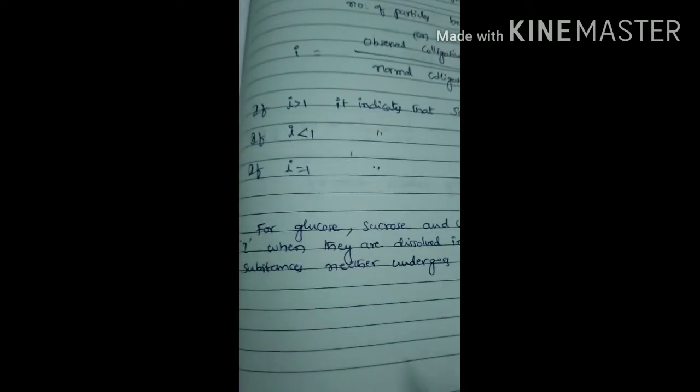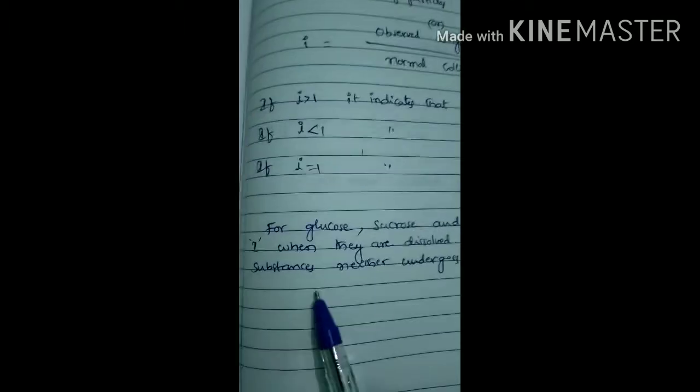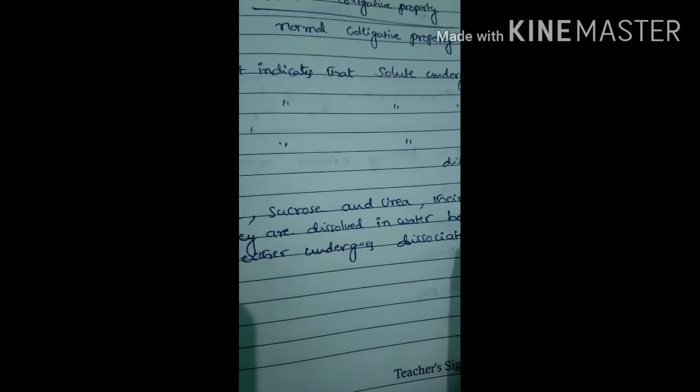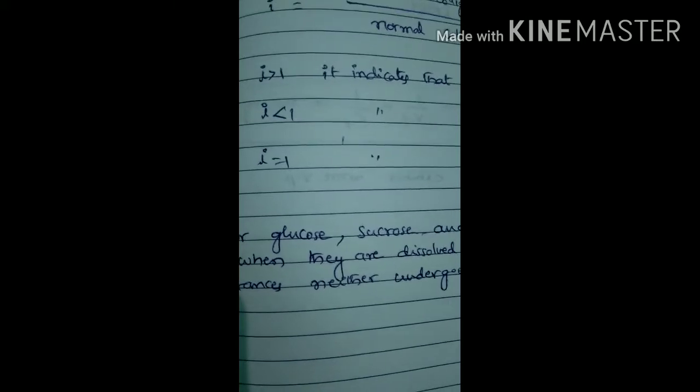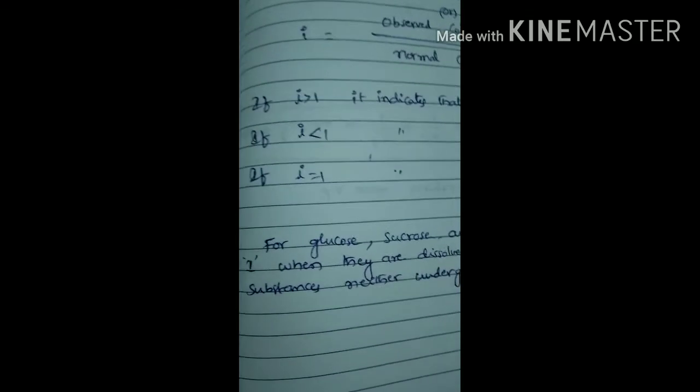Next, for glucose, sucrose and urea, their i value is 1 when they are dissolved in water, because they do not undergo dissociation or association. These are very, very important points. Glucose, sucrose, urea, they just dissolve in water. They cannot undergo dissociation or association. So for those 3, the i value is equal to 1. This is very, very important.